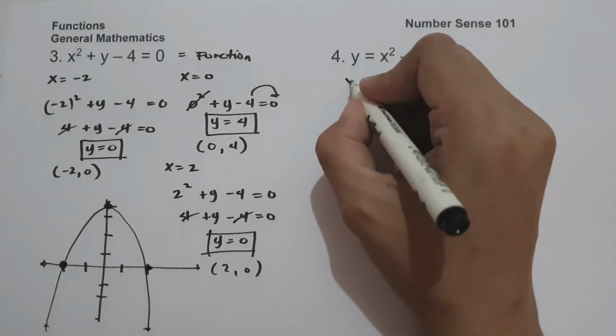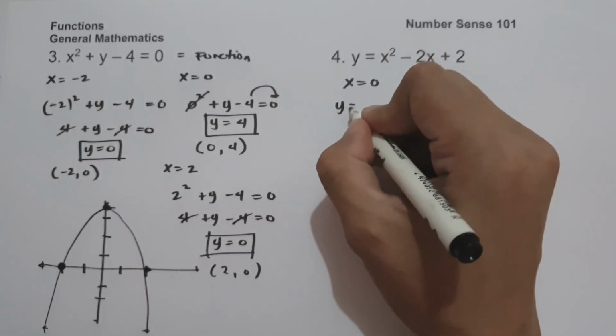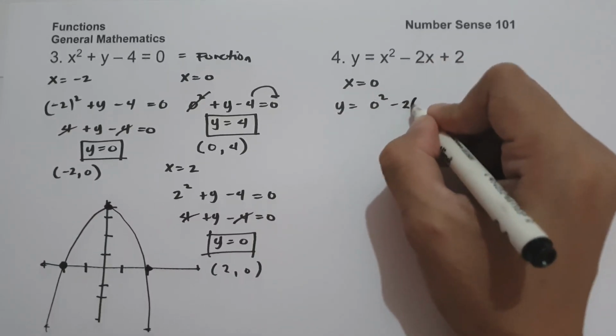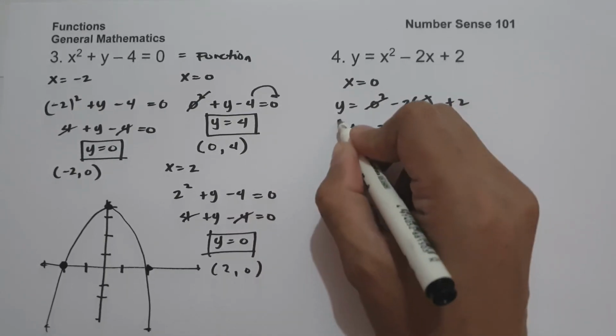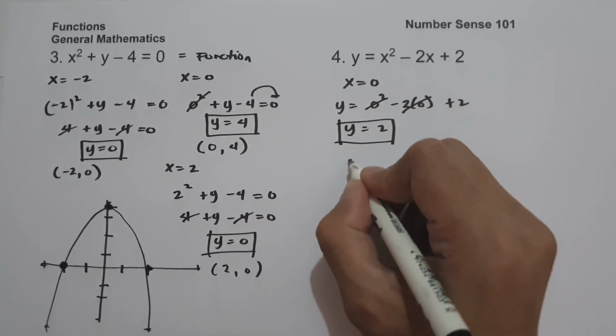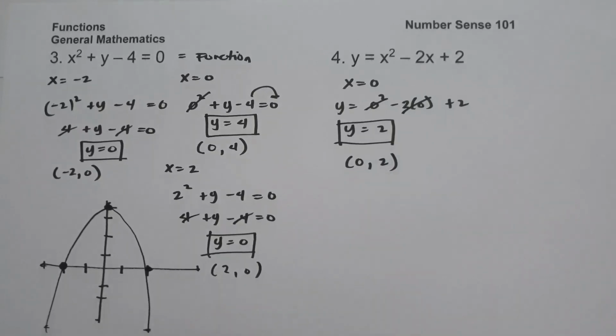On number 4, we have y equals x squared minus 2x plus 2. So let's say x equals 0. So y equals 0 squared minus 2 times 0 plus 2. So let us cancel this one. So the value of y is 2. So the ordered pair is 0 comma 2.